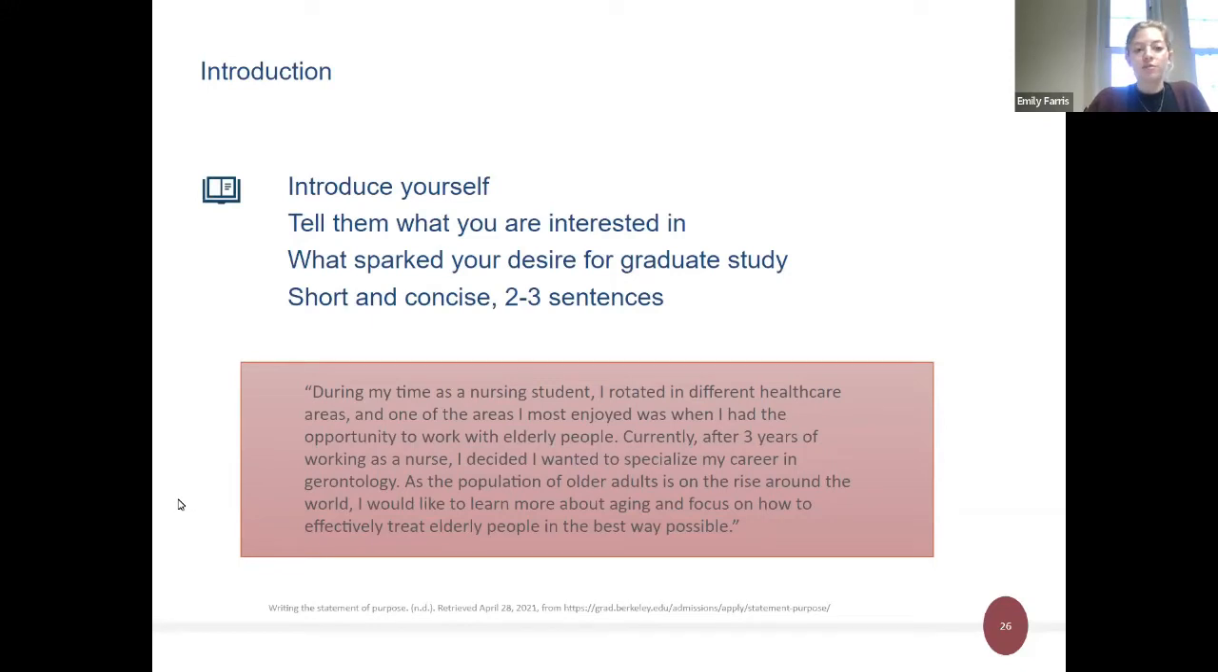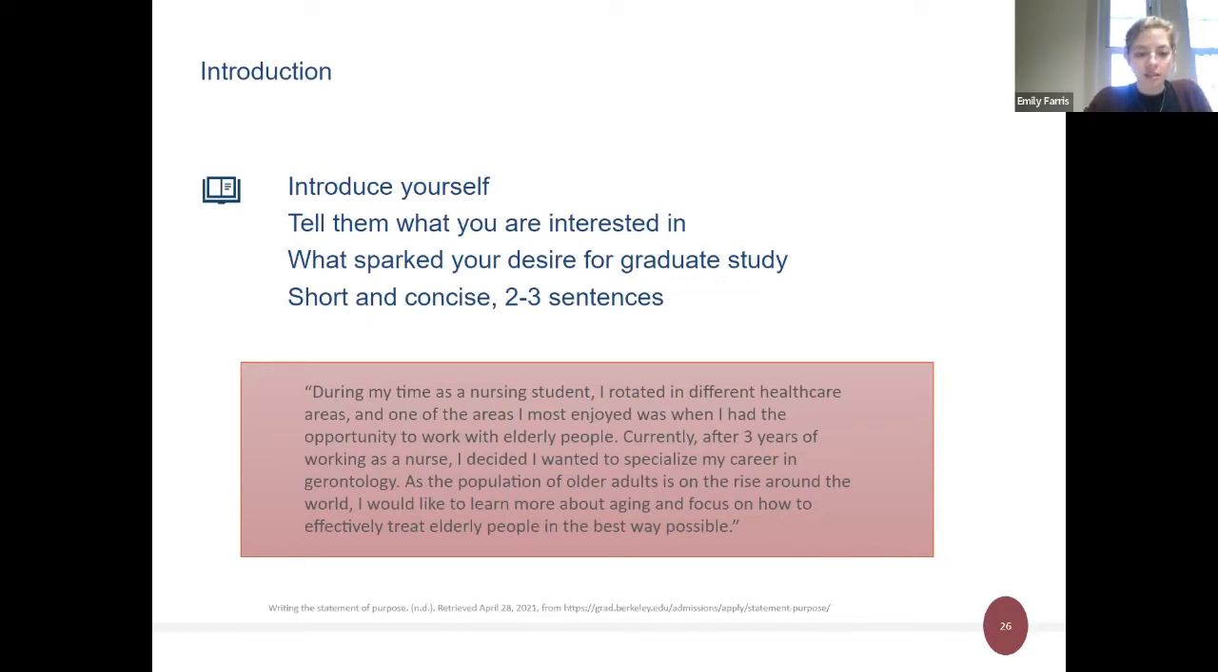Okay, so the first part, of course, is the introduction. This is the very first paragraph. You keep it short, maybe 2 or 3 sentences, and it's a chance for you to introduce yourself, tell them what you're interested in, and ultimately why you want to participate in this program.